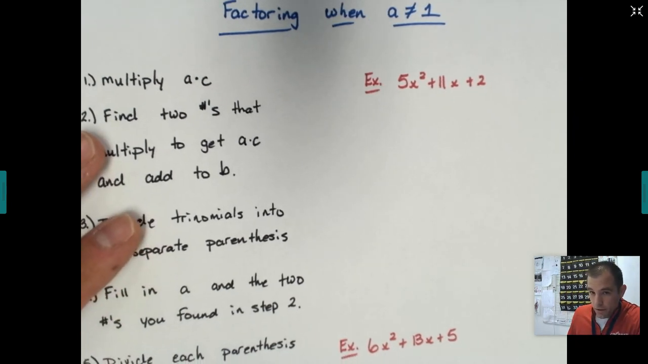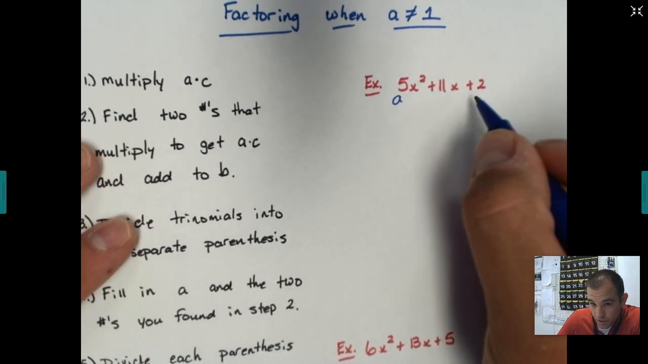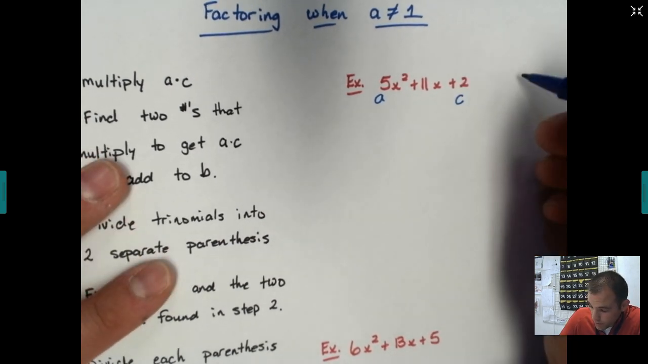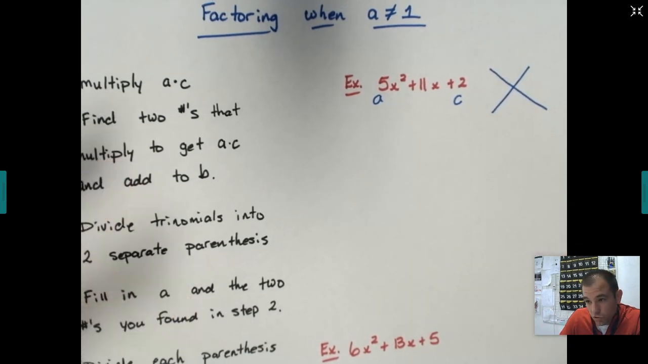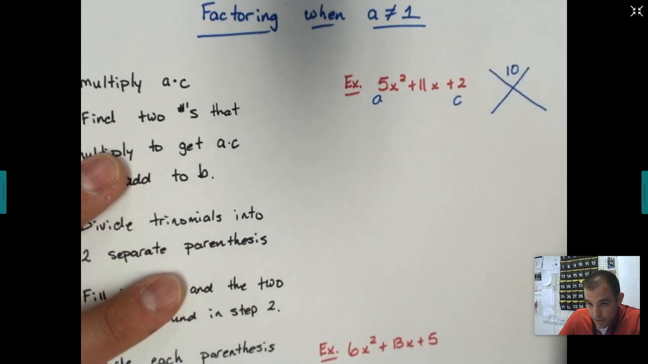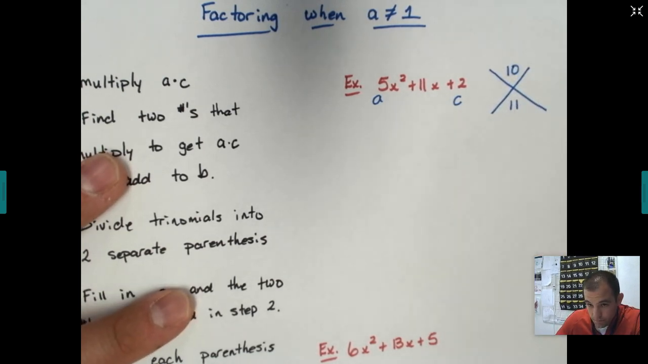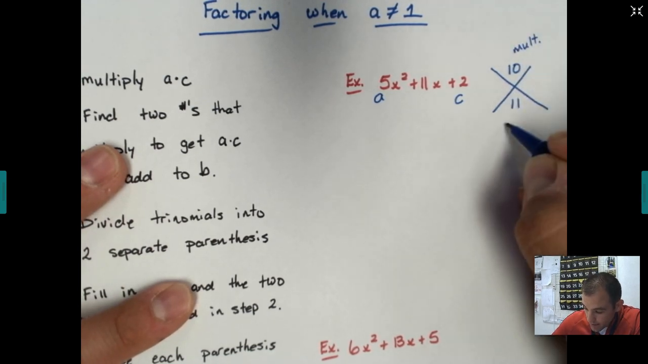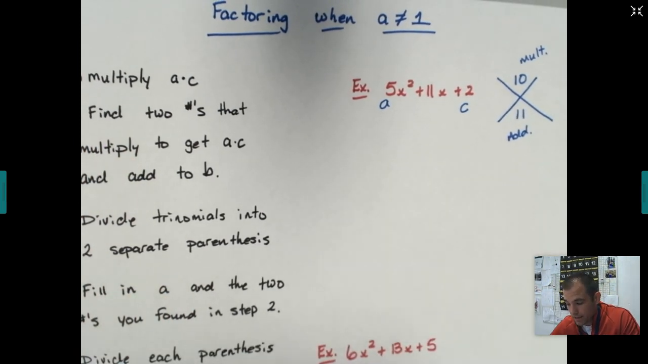If we did this first problem, 5x squared, the 5 is in front of the x squared, the 2 doesn't have a variable, so that's c. What we are going to do is multiply a times c, and I make this big X, and most of you have probably seen this before. 5 times 2 is 10. That's what I put on top. The middle number, in this case 11, goes on the bottom. So what I need to do is find 2 numbers that multiply to get 10 and add to get 11.